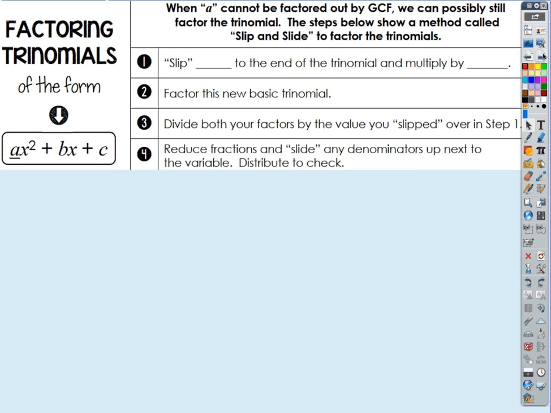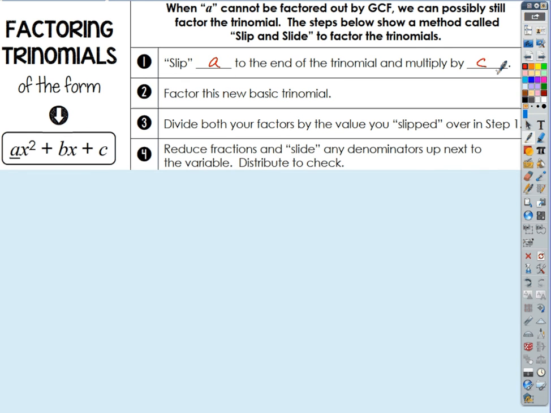Okay, so what happens in these situations? So fill in the blanks here. This is the loose sheet right here, right? Everybody get that? Okay, so when you've got a situation where A can't be factored out as the greatest common factor, then here's what you always do. You're going to slip the A to the end of the trinomial and multiply by C.